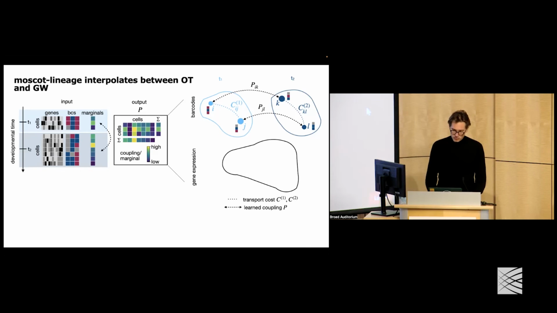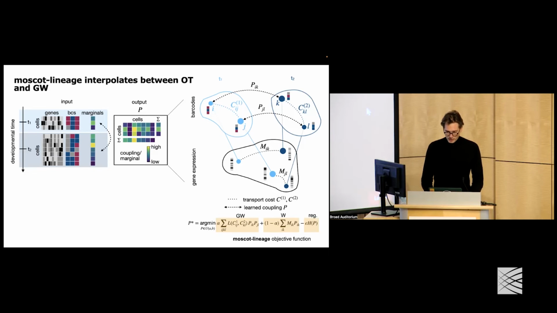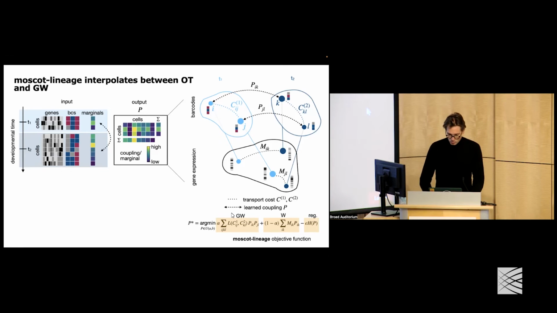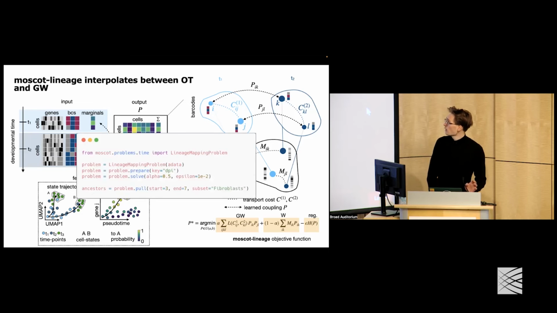In addition, we have gene expression information from these cells, because these methods give us a shared readout. And here we can make one-to-one comparisons. So we can ask how similar or dissimilar cells are in the shared gene expression space. And that naturally leads to a fused Gromov-Wasserstein problem again, where we have a Gromov term defined in barcode space, and a Wasserstein, a classic OT term, defined in gene expression space, and we add entropic regularization. Once you have computed a coupling, you can feed this into CellRank. So there's an interface from Moscot to CellRank to infer state trajectories or to learn something about putative decision driver genes.